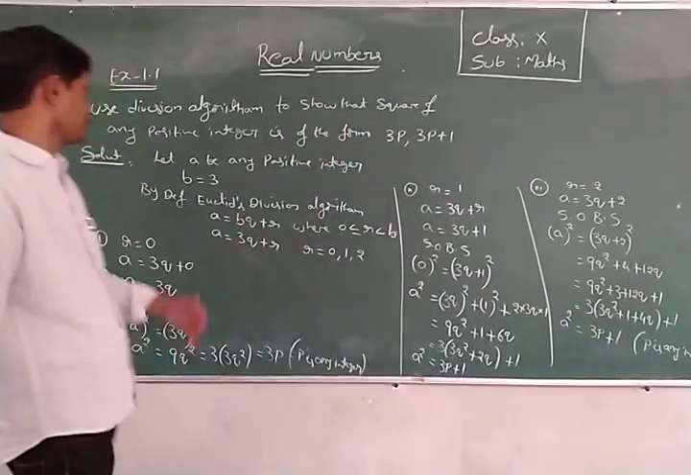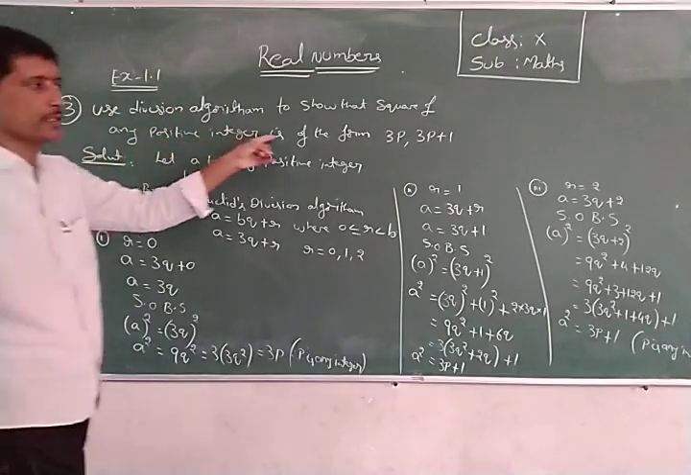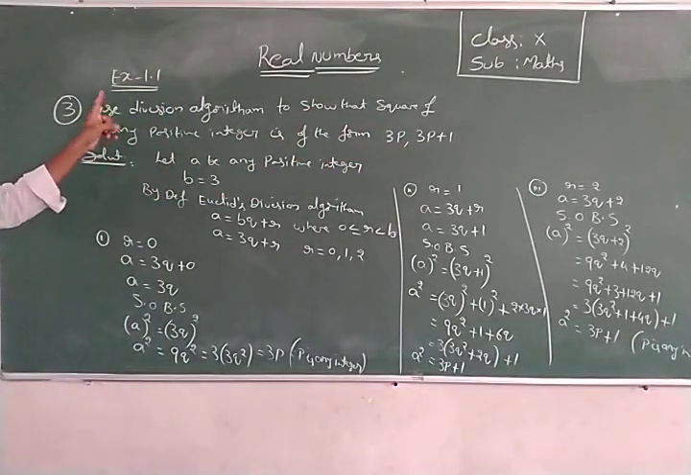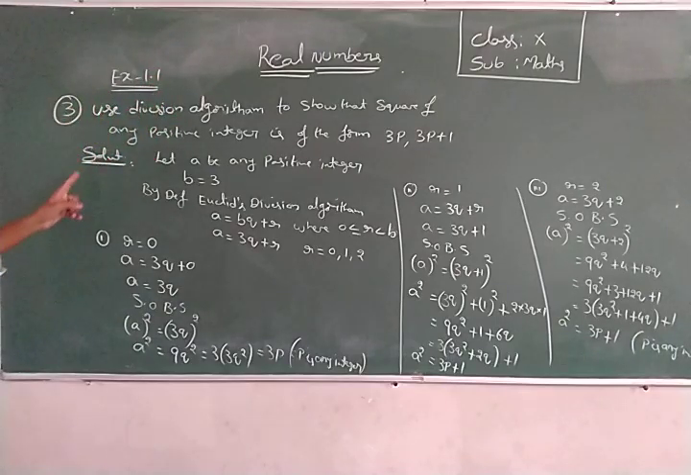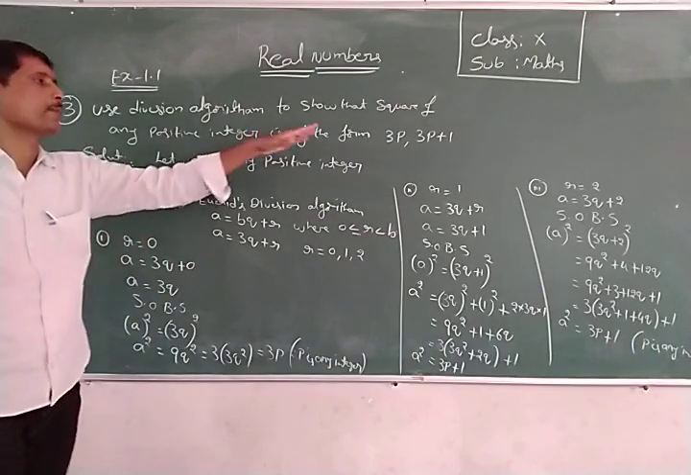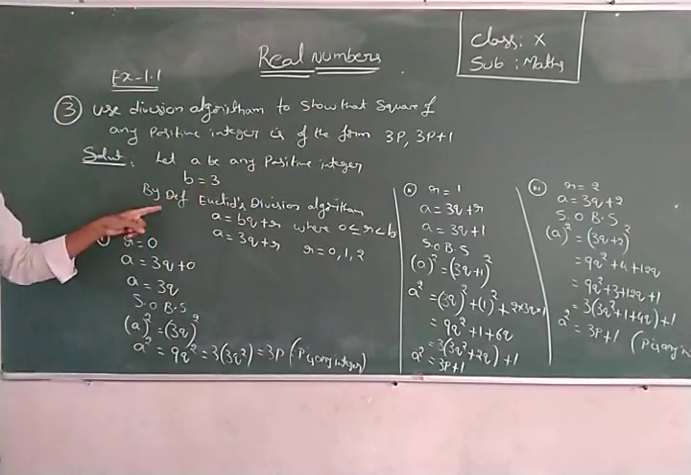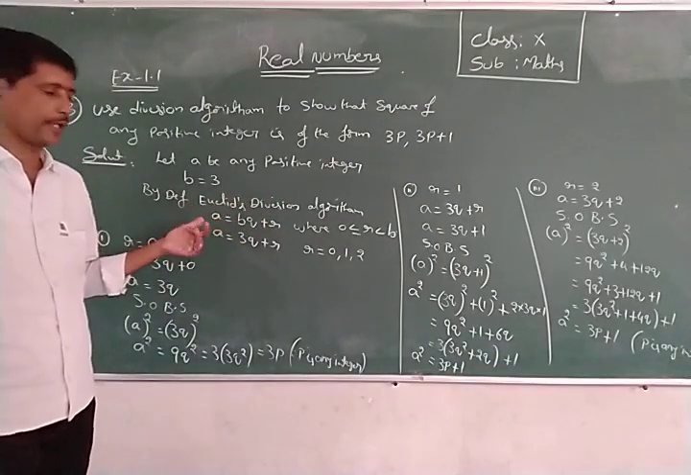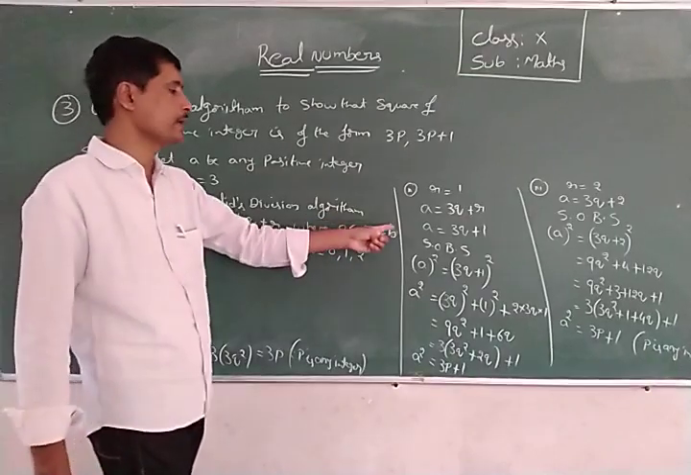One more time. Use division algorithm to show that the square of any positive integer is of the form 3p or 3p plus 1. Or the same question: use Euclid's division lemma to show that the square of any positive integer is of the form 3p or 3p plus 1. Both are the same only. Solution: let a be any positive integer. Therefore, in place of 3p, b is 3. Therefore, you can take b equal to 3. By definition of Euclid's division algorithm, you know the statement a equals bq plus r, where 0 is less than or equal to r, less than b.